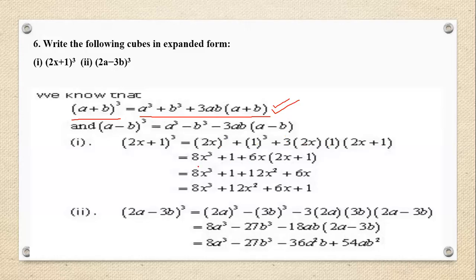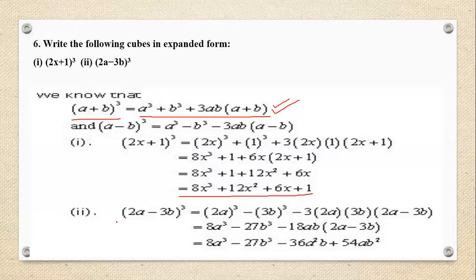2x raised to the power 3 becomes 8x cube plus 1, and so on. We have solved it. 3 into 2 times 6x, then 2x plus 1. So we have opened the bracket, it becomes 12x square plus 6x. This is finally the answer we have got. So this is the simplification of the value based on the identity. So it's a binomial raised to the power 3.